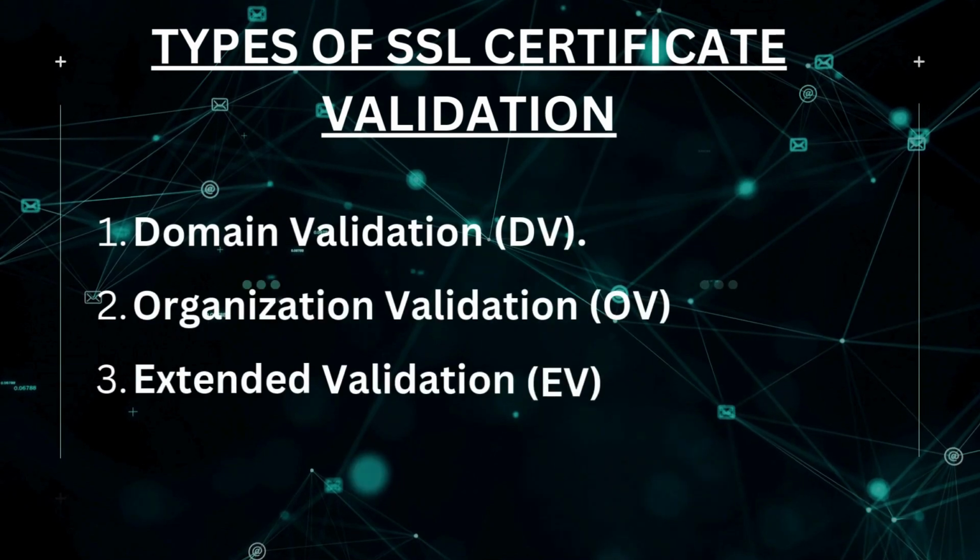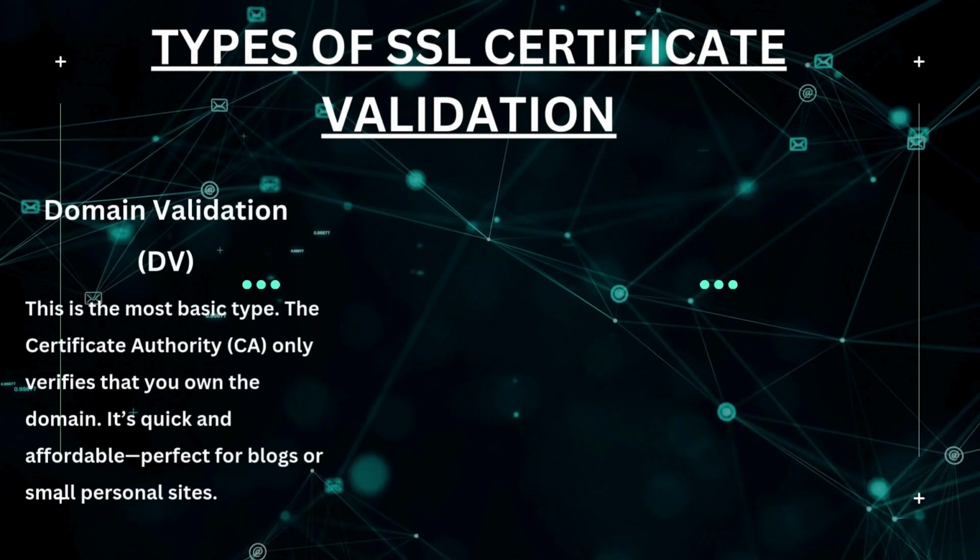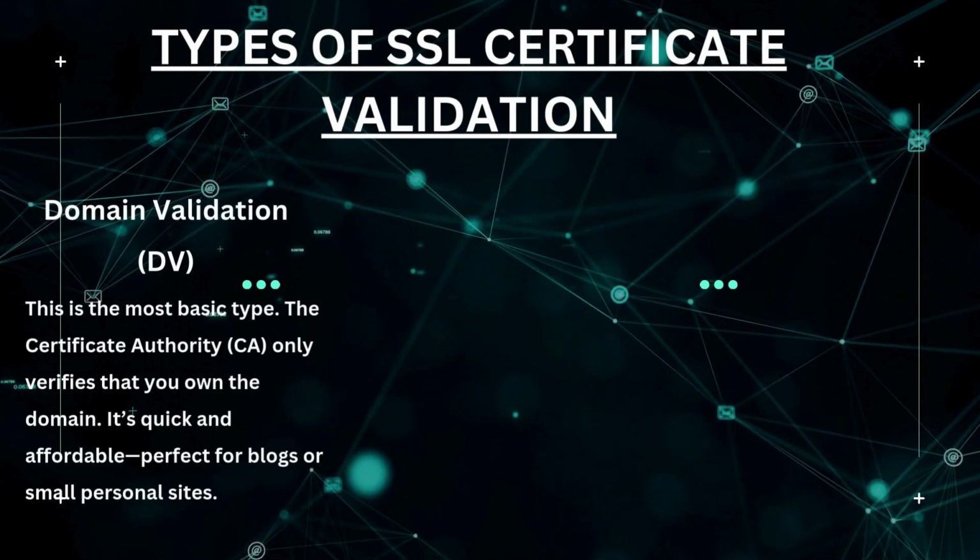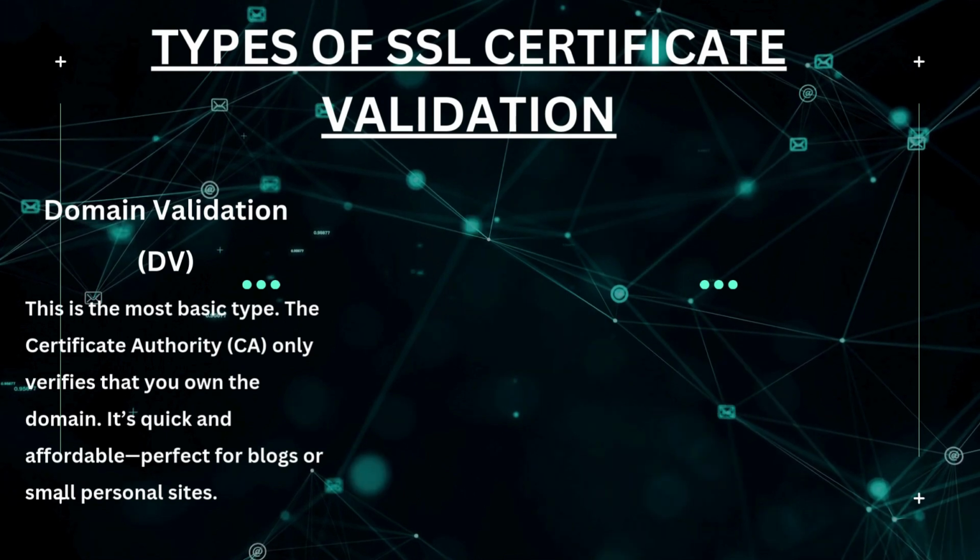So how do you actually get SSL up and running on your website? There are three main types of SSL certificate validation. You have domain validation, organization validation, and extended validation. For domain validation, this is the most basic type. The certificate authority only verifies that you own the domain. It is quick and affordable, so it is perfect for blogs or small personal sites.